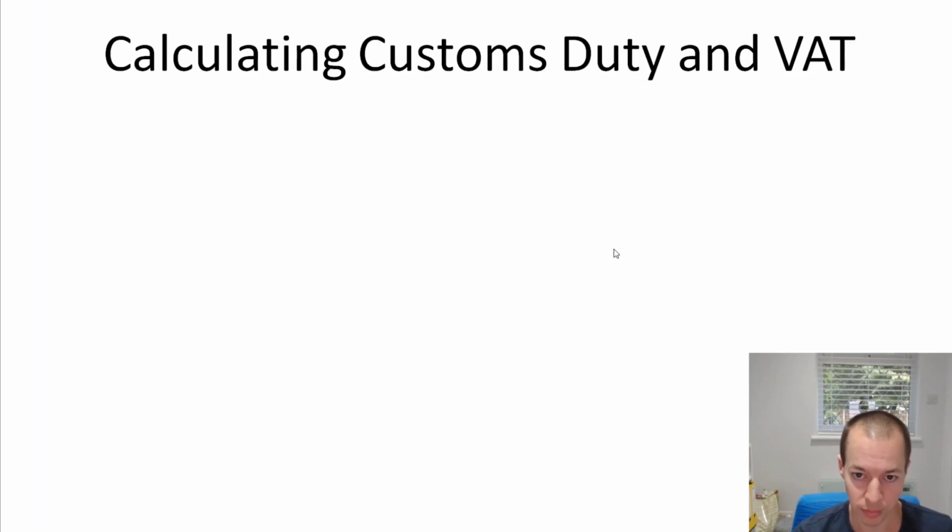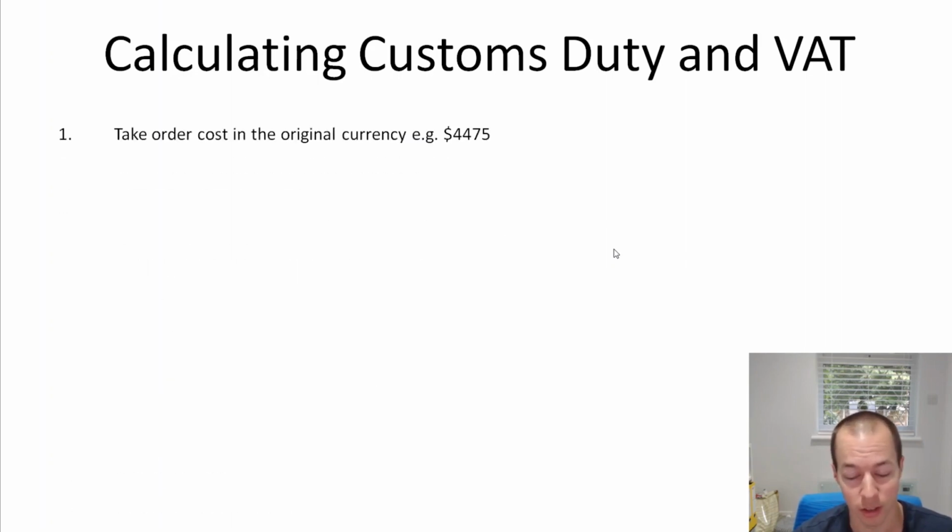So let's get straight into the best bit of the video, which is how to calculate the customs duty and VAT. Like I say, these are exact figures taken from the invoice I've just received from Woodland Global, so they are accurate, and you can use these with confidence for your own calculations. So the first thing you need to do is take the order cost in the original currency. Despite the fact we're buying from China, most of us are buying in US dollars. So my order was for $4,475.